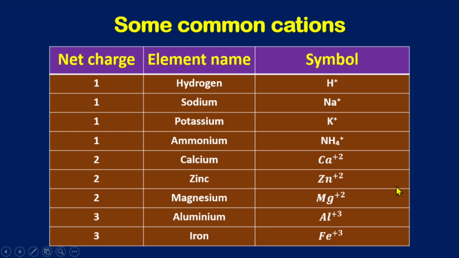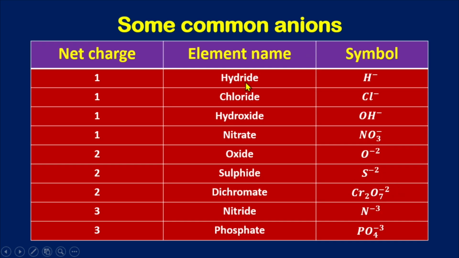And let us say some common anions. Yes, hydride is H-, chloride is Cl-, hydroxide is OH-, nitrate is NO3-. If you see oxide and sulfide and dichromate, they are -2 each. That is the net charge is 2 on them. And for nitride and phosphate, the net charge is 3.